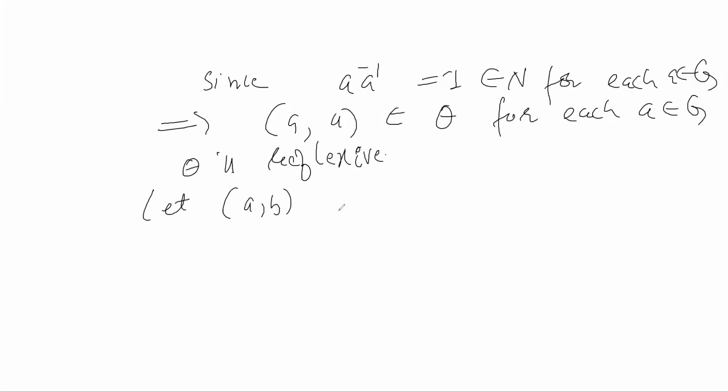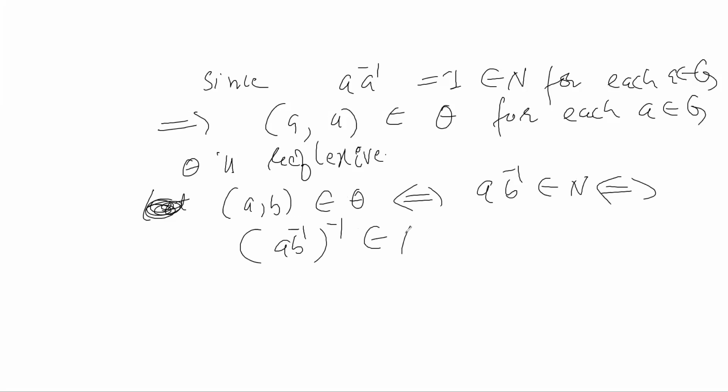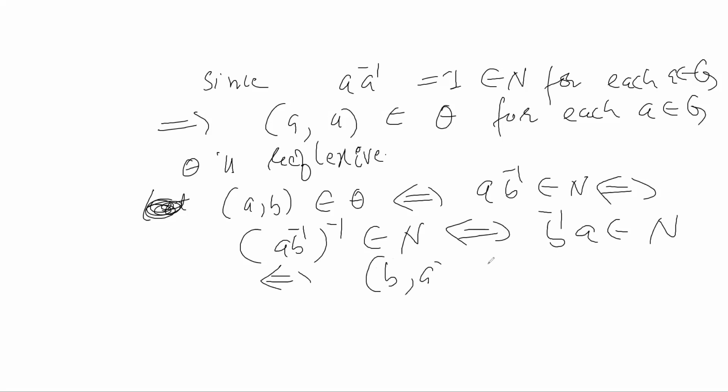So let (a, b) belong to theta. So (a, b) belongs to theta if and only if ab inverse belongs to N, if and only if (ab inverse) whole inverse belongs to N, if and only if b inverse a belongs to N, and if and only if (b, a) belongs to theta. So thus theta is symmetric.